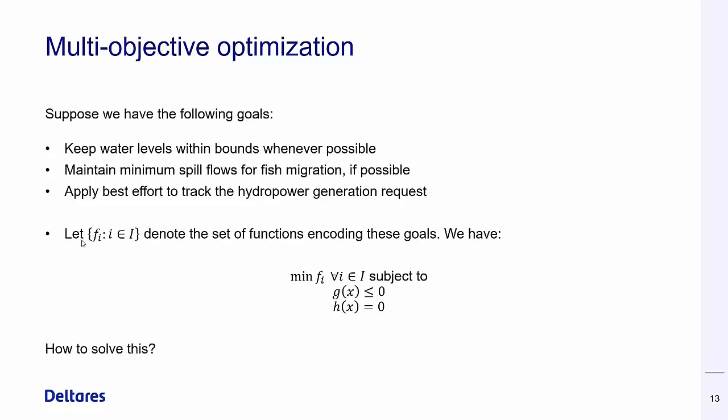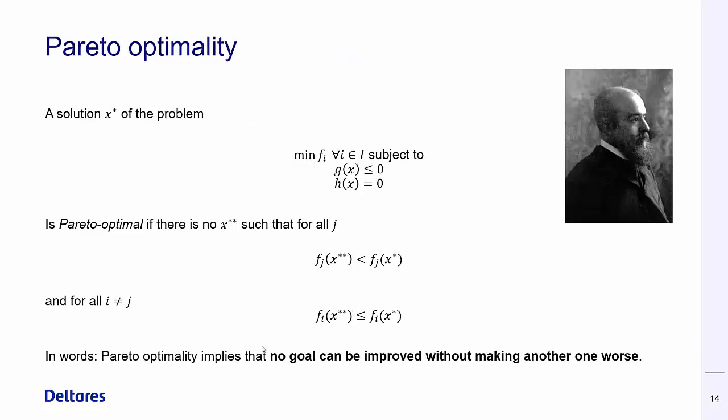So now the math. Let f denote the set of functions that encode these goals. Then we have: minimize all objective function terms f_i for i = 1, 2, 3, subject to a set of constraints and our flow equation. How to solve this with these three different goals? That's important. Not so much the flow equations.